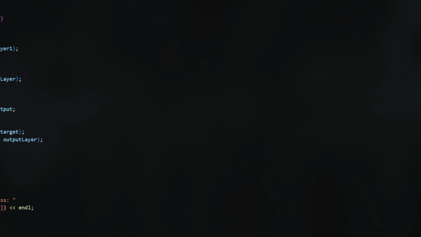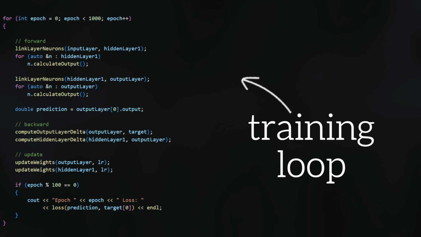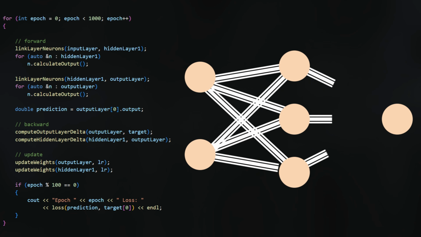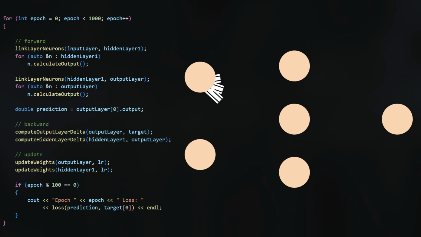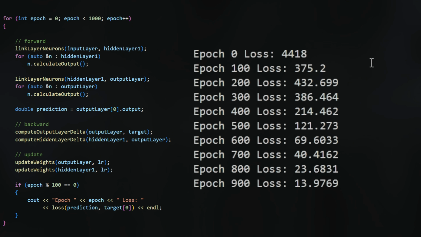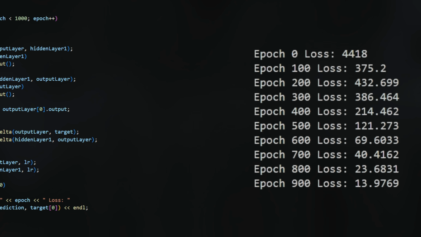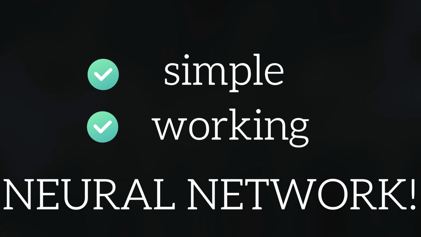Finally, we just have to put it all together in a training loop. The neural network does a forward pass, calculating the output, then a backwards pass, changing the weights and biases. After doing some quick tests, our program works. We now have a simple working neural network.